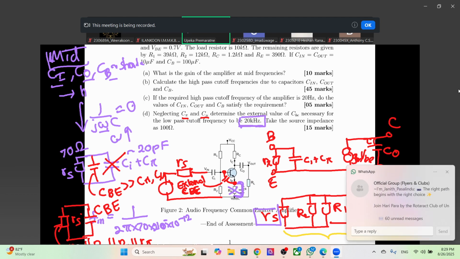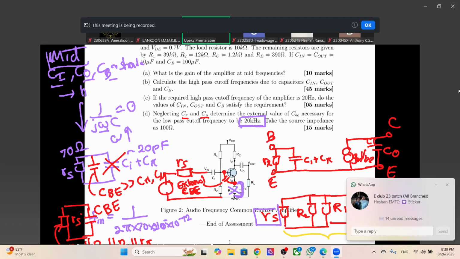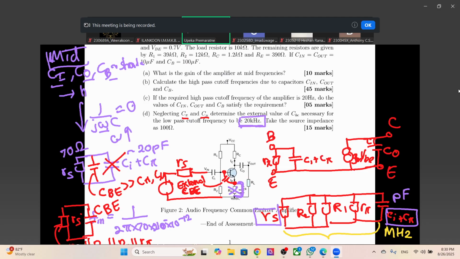So now if we get the value of all of these in parallel, R pi will be around 500, so that will be 100.